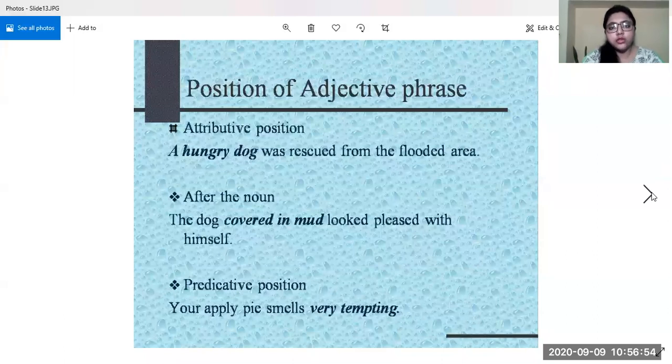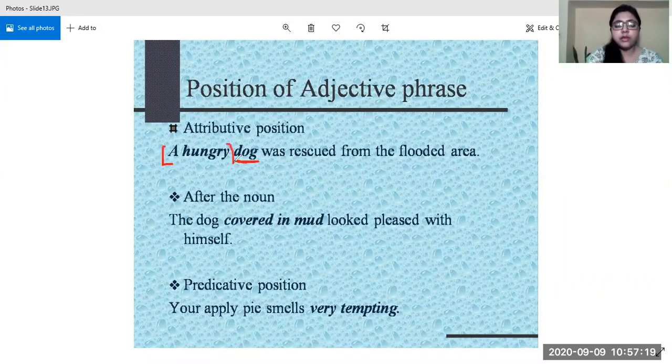Now we come over to the position of the adjective phrase. Where should an adjective phrase be placed in a sentence? It can have an attributive place. What do we mean by attributive place? It is when the phrase is placed before the noun. Here, "a hungry" is the phrase we have added before the noun dog. Dog is the noun. So when we add a group of words or an adjective phrase before a noun, it is said to be in an attributive position.